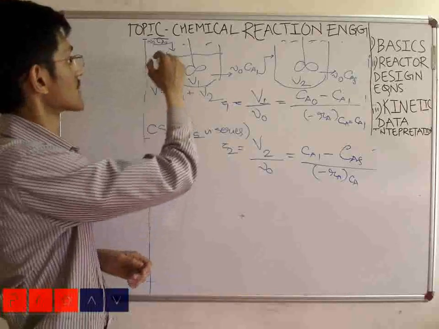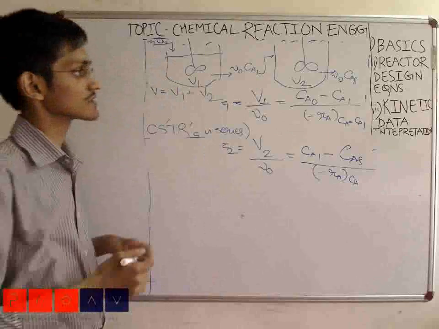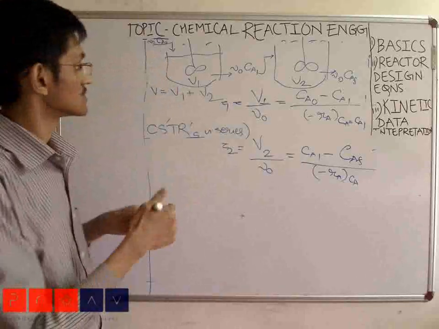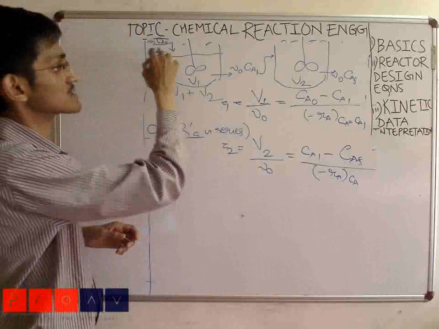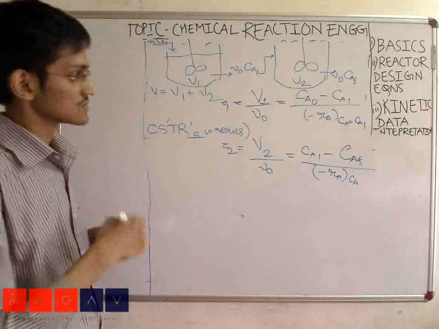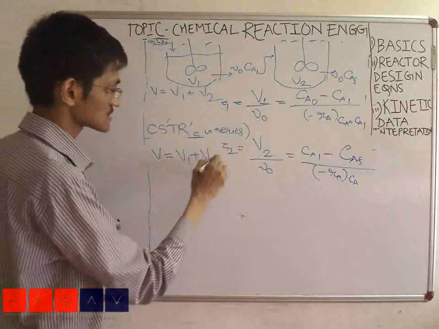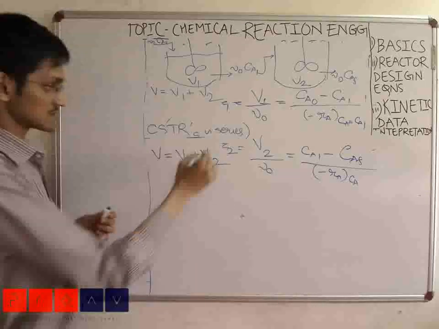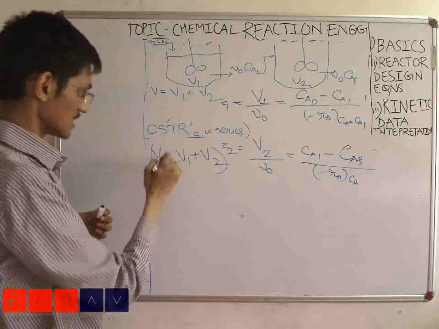Carrying out the reaction in two CSTRs, first with volume V1, then with volume V2. The overall volume is V1 plus V2, and we get the same final conversion from CA0 to CAF. So V is equal to the total volume, V1 plus V2. Now let's see the advantages of a single CSTR having volume V.